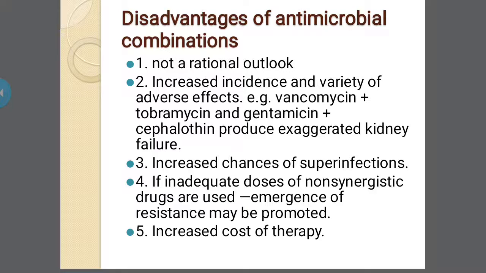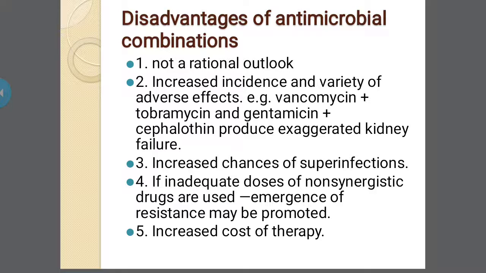And number two is increased incidence of a variety of adverse effects, like vancomycin plus tobramycin, and gentamicin plus cefalozin, which produce accelerated kidney failure. There is increased chance of superinfection. Superinfection is infection which is caused due to suppression of the common general bacterial flora which is present in our body, mainly in the gut or in the gum.